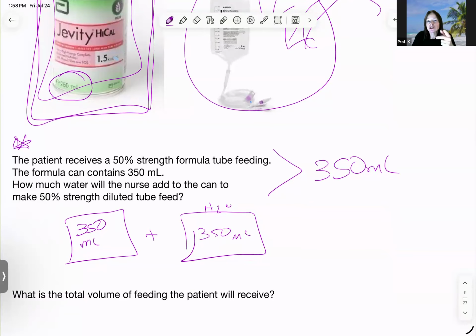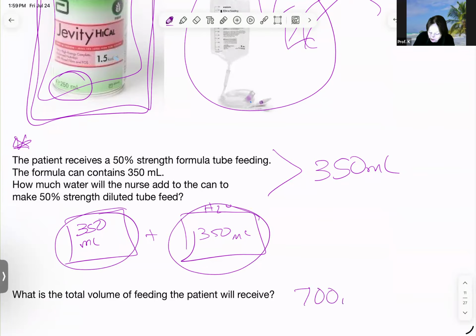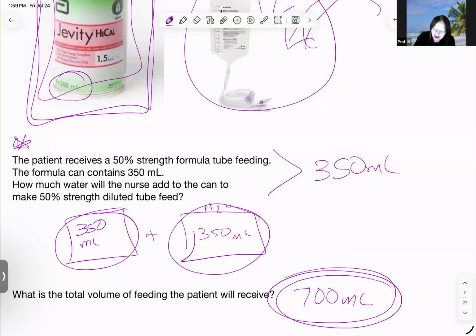But what if I asked you, what is the total volume the patient received? Ooh, you got it, Stacy. 700. That's right. If I had 350 milliliters of formula and I added 350 milliliters of water, that's the total the patient got. So the total volume is 700 milliliters. And this is what we're putting on our intake. Always.